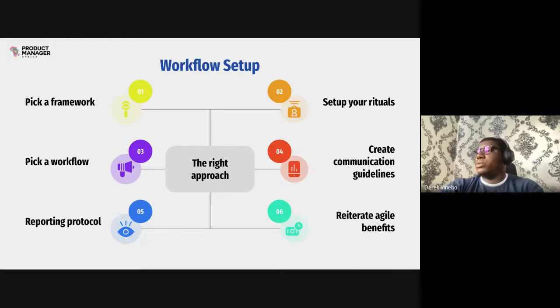You also have reporting protocols, right? So basically, how do you handle stand-ups? When they have blockers, how do they escalate them? How do you report to your stakeholders as well? Because understand that as a PM, you still report to stakeholders about how the sprint is going.